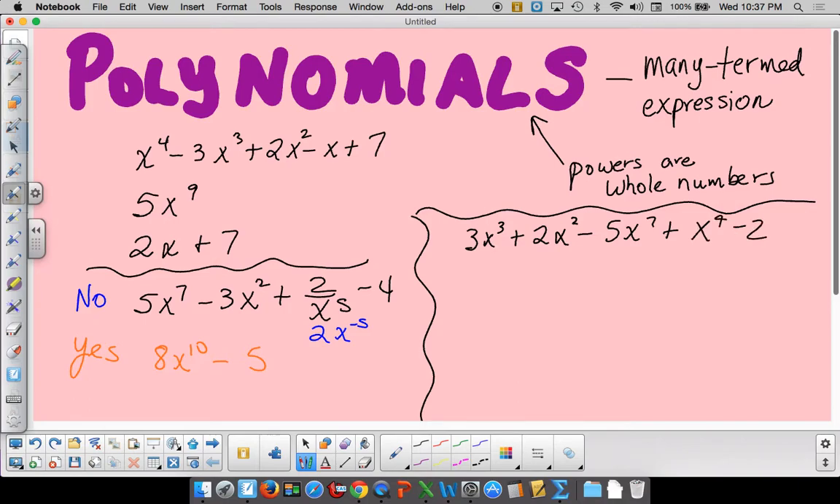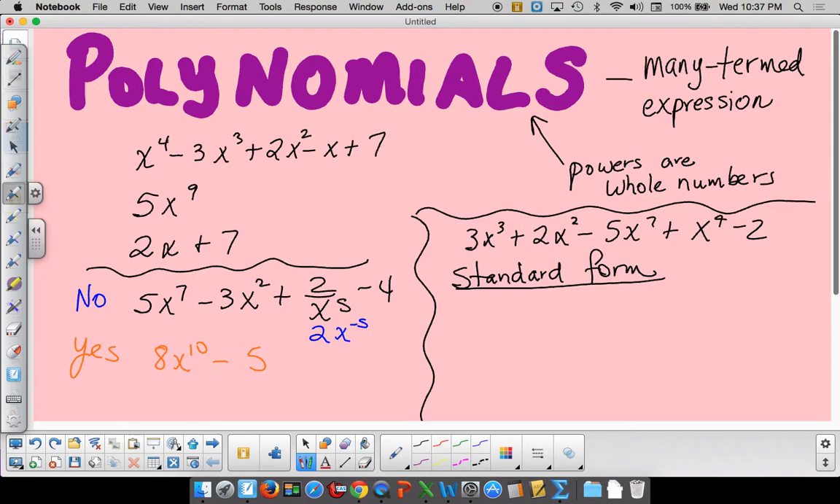There's a polynomial. We have multiple terms. They all have whole number powers. But that is not what we consider in standard form. Standard form, which is the form we prefer polynomials in, standard form has to go from the highest power to the lowest power. So you have a problem on your assignment which asks you to write it in standard form.